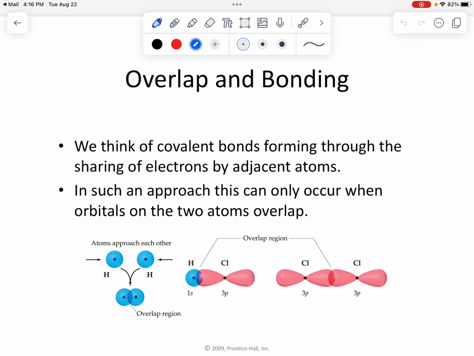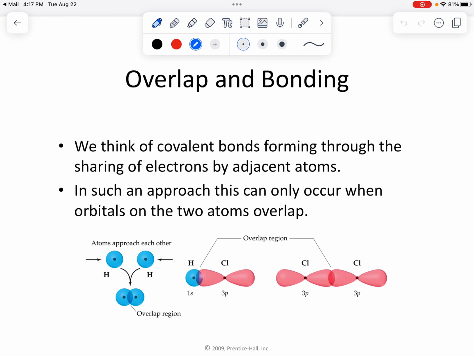It's talking about overlap between orbitals. Two, I want you to understand what hybridization actually means rather than just calling something sp3. We want to understand what that means from the perspective of the orbitals. And then finally, we want to be able to talk about what double and triple bonds really mean with regard to the orbitals that are involved.